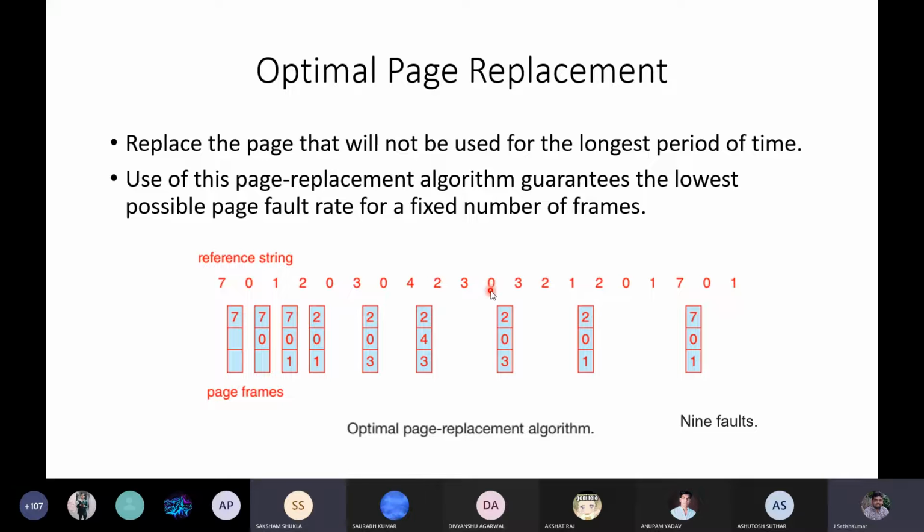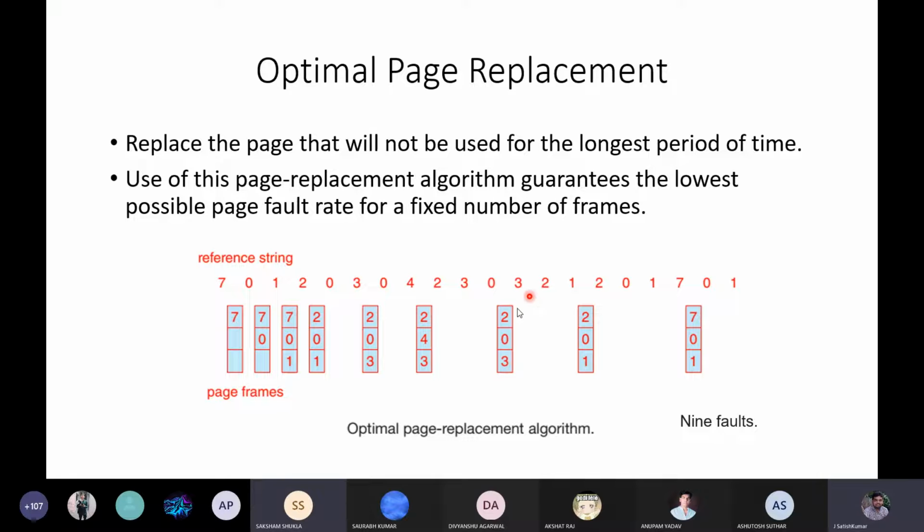From 0, when we need to replace it, we will study the frames again. Whichever is coming longest, we'll replace that. So 3 is coming, so we'll not replace 3. 2 is coming late, so 2 also will not be replaced. 4 is not there, so we can replace 4 by 0. After that, 3 is coming, no need of page replacement. 2 is coming, no need of page replacement.